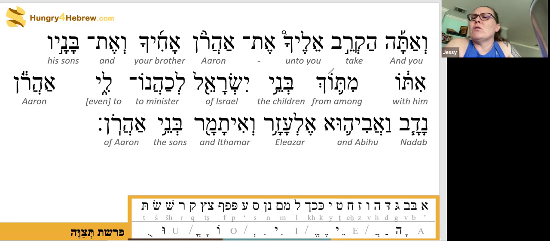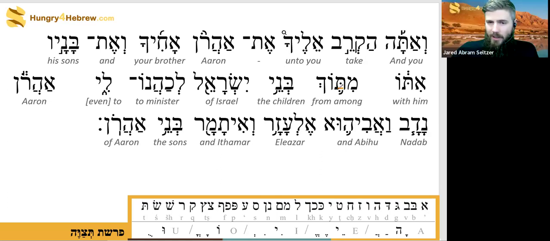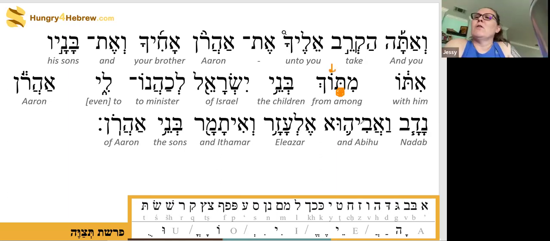Okay, so this right here is actually a cantillation mark. It looks like a comma with a chirik, but it's not a vowel. There's your vowel.